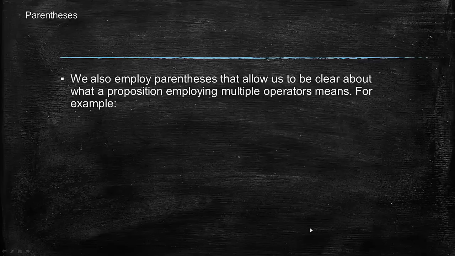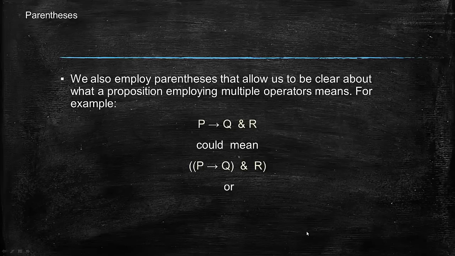So the other thing we use is parentheses, or sometimes we call them brackets, that allow us to be clear about what a proposition that employs multiple operators means. So if you look at that, we don't know what that means, right? It could mean this, if P then Q and R, or it could mean if P then Q and R. So we use parentheses or brackets to disambiguate complicated sentences or propositions like this.